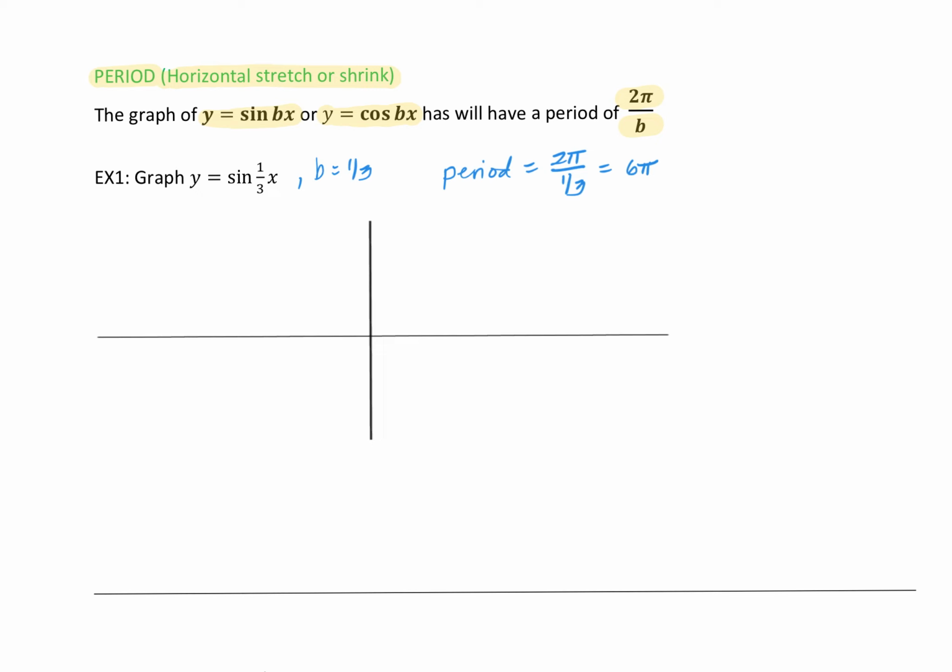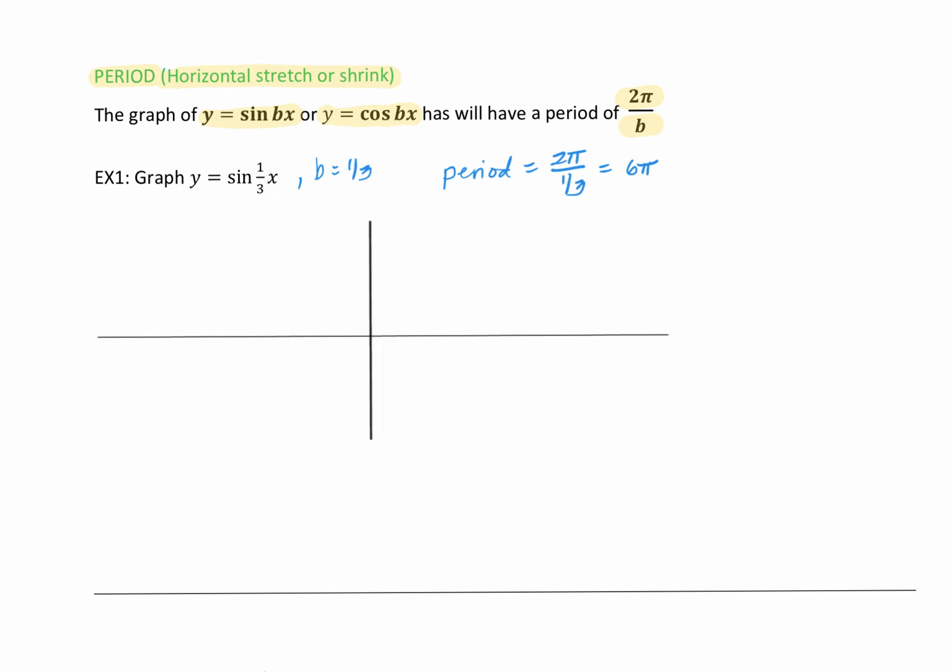So I'm not going to graph all these values from 0 to pi over 2 to pi, 3 pi over 2, 2 pi, and then keep going all the way up to 6 pi. Remember that the graph of sine and cosine is in fours. Think about quadrants 1, 2, 3, 4. We have 4 key values on our axis. So I'm going to stay with that.